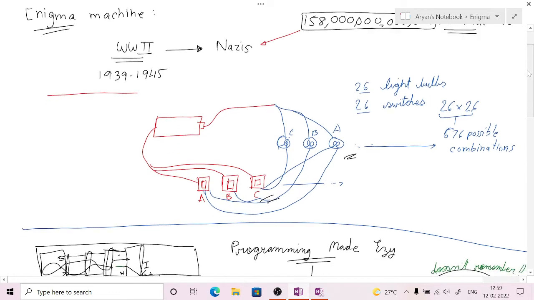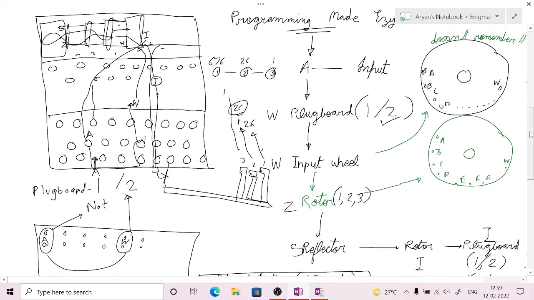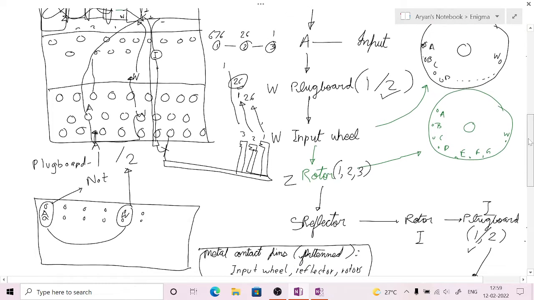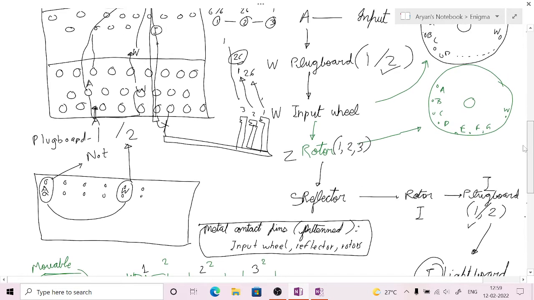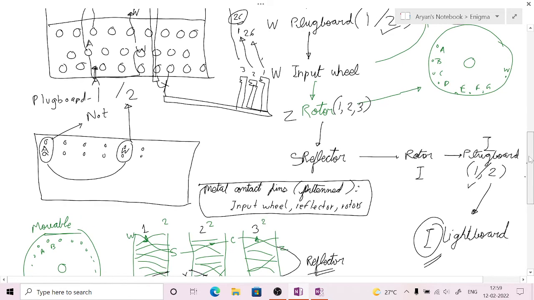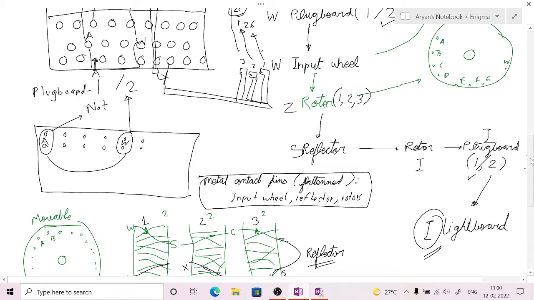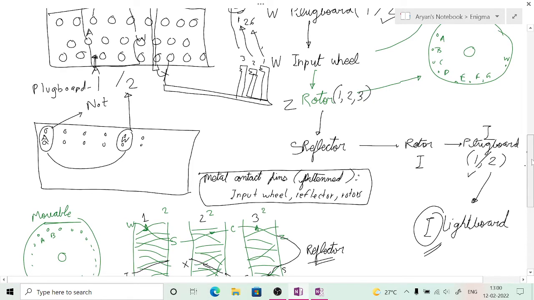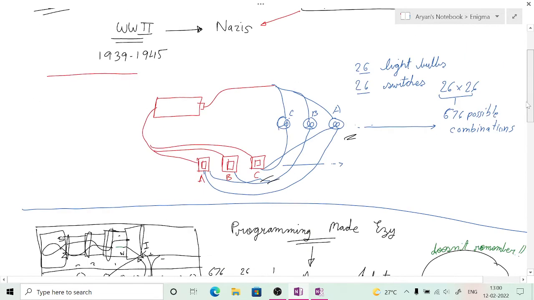So first of all, we saw those circuits. Then we saw how exactly the Enigma machine circuit worked. First of all, it takes input, then it goes to the plug board where two cases are possible: either it changes, or it remains the same. And then it goes to the input wheel where it doesn't change and remains constant or static. Remember those points. And then it goes to rotors 1, 2 and 3. In those rotors, it changes to some other thing.